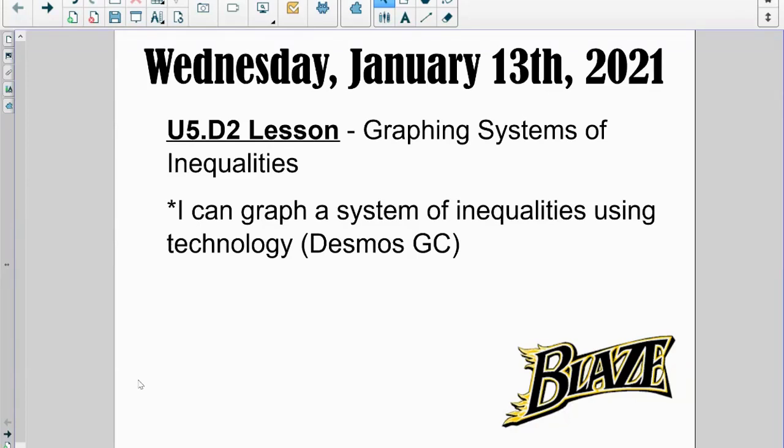All right, hi everybody. Today we're going to take a look at our day 2 lesson, which is on graphing systems of inequality. Yesterday we spent some time writing systems of inequality. Now we're going to take a look at what that looks like on the graph and what the solutions appear to look like on the graph as well. We're going to use the Desmos graphing calculator as our technology today to do our graphing for us.